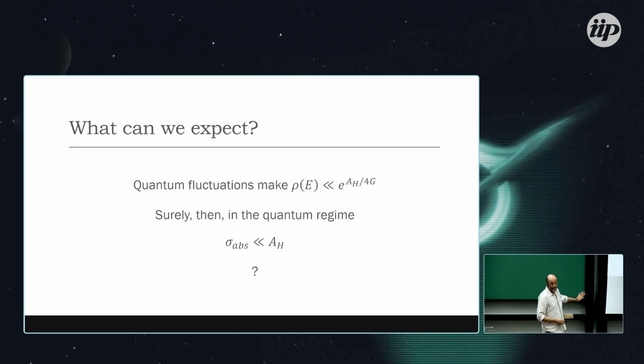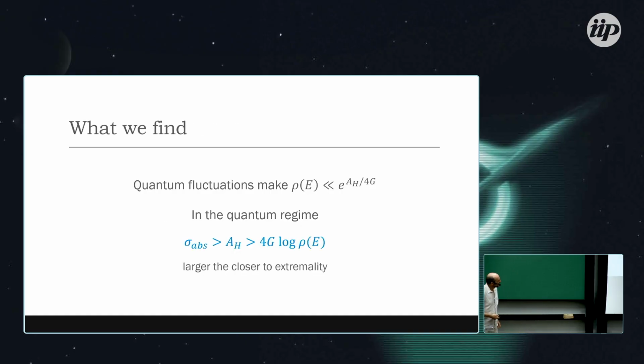It was a surprise, I have to say. I had been thinking of doing this calculation for many months, or a year, and all the time I was thinking, well, I'm going to do the calculation and find that the absorption is much smaller than the area. So in the last Christmas break, I had the time to do the calculation. I did it, and then I found that no, the absorption cross-section in the quantum regime is larger than the area, which means that it's also larger than this density of states. Okay? And it actually gets larger the closer you are to extremality.